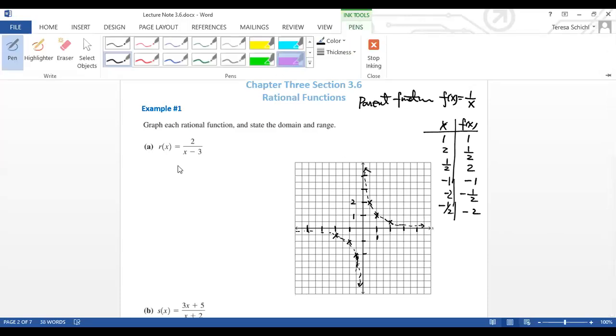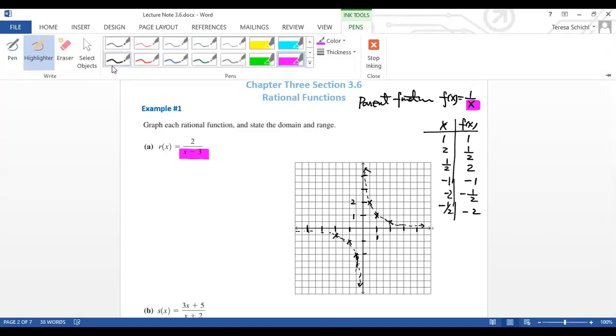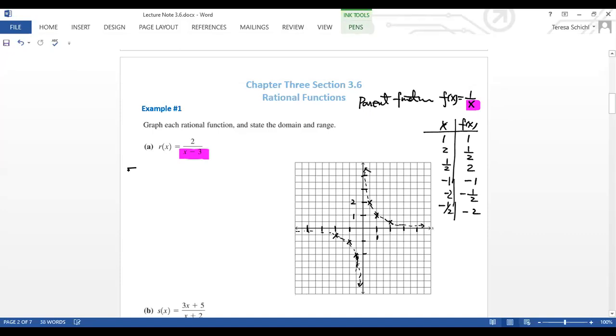Now let's take a look at my first transformation: x minus 3 compared to x. What is this transformation? You should remember. It moves to the right, and by how many units? 3 units. So this is move to the right 3 units.